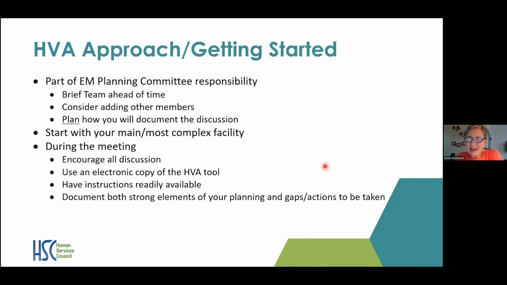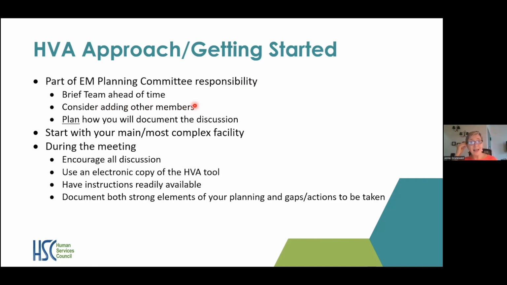And finally, some help getting started. We preach that you should have a committee, however small it is. Their responsibility is keeping up planning. Maybe they meet quarterly. Once a year, one of the best things to identify what you need to plan for would be doing an HVA. And so you're briefing your team ahead of time, sending whatever things you think are important. Consider adding other team members to the process.